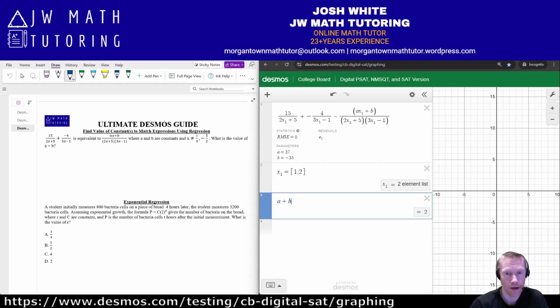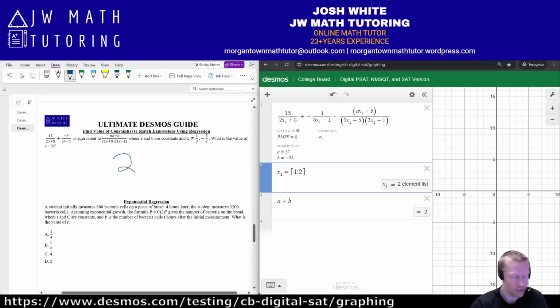Now, sometimes for problems, what you do want to check is, if you put in more numbers to your list, does it change the values? Because oftentimes it will end up that you need more than two numbers in order to make it give you the correct answers. But notice here, nothing's changing, right? It's still saying 37, negative 35, blah, blah, blah.